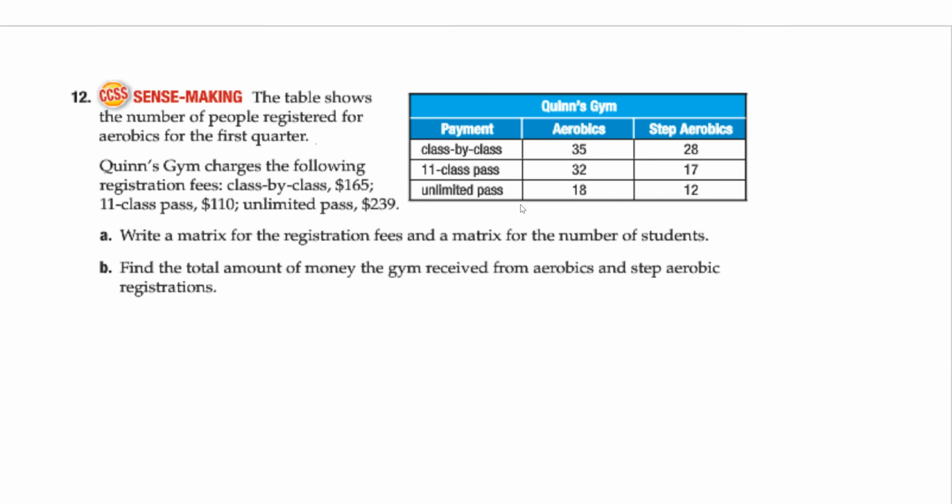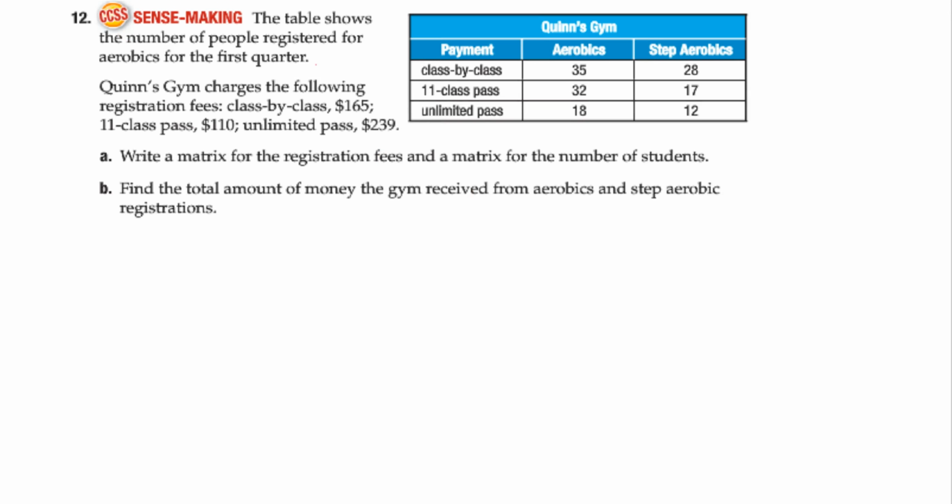Last problem. Application problem, as always. So let's look at this one. The table shows the number of people registered for aerobics for the first quarter. So here's Quinn's gym. You can see in aerobics there's 35 people. They go class by class, or they have an 11 class pass, or they buy unlimited classes. So it's just how they buy their tickets, right? Are they paying for each class, or do they take a 11 class pass, or do they go unlimited? So aerobics and step aerobics. The gym charges the following registration fees. Class by class is $165, 11 class pass is $110, unlimited is $239.